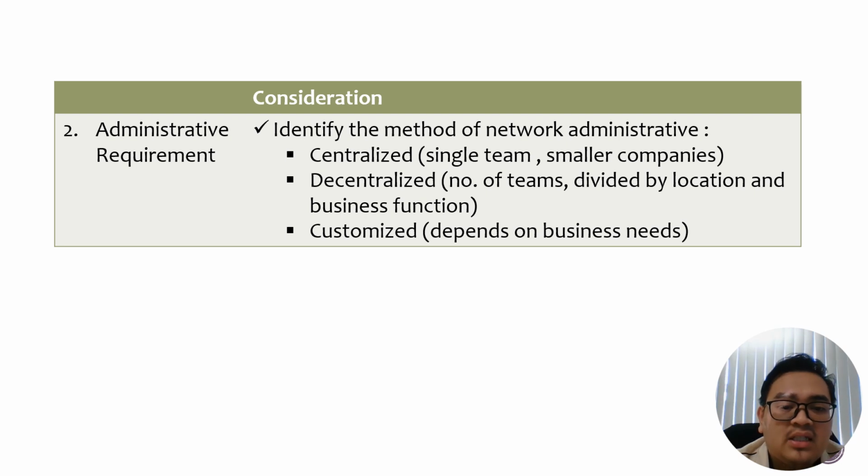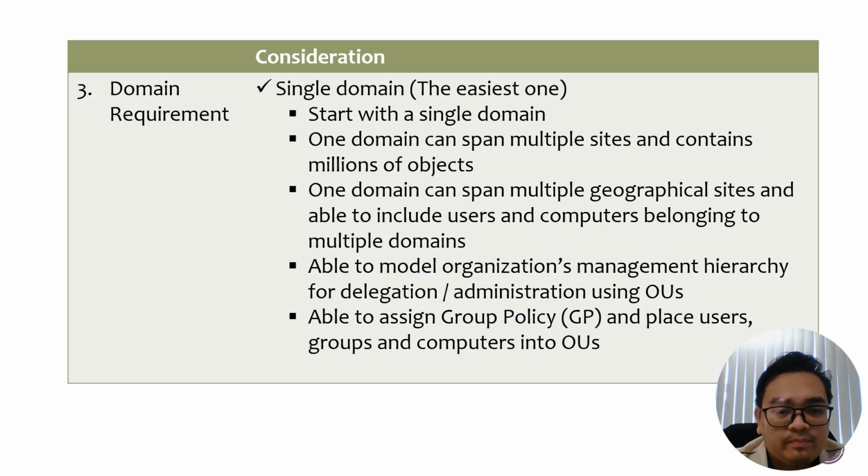Second is administrative requirement. What we must consider for the administrative requirement is to identify the method of the network administration: centralized, a single team, for smaller companies; decentralized, for a number of teams divided by location and business function; and customized, depending on the business needs. Next is domain requirement.